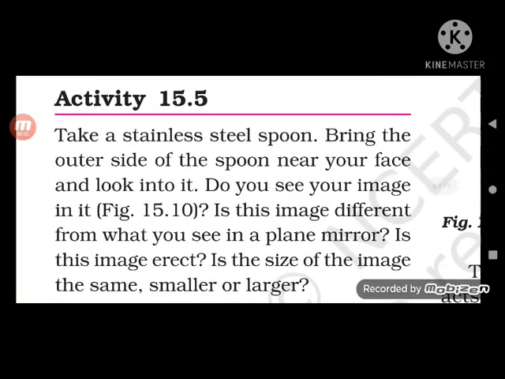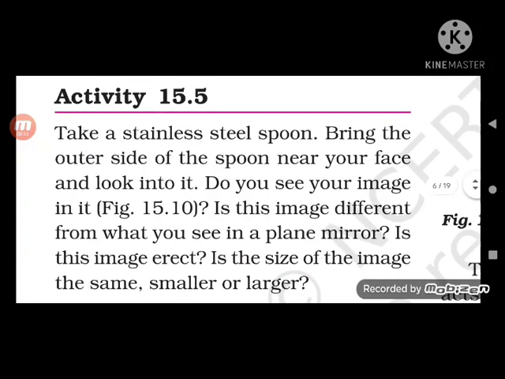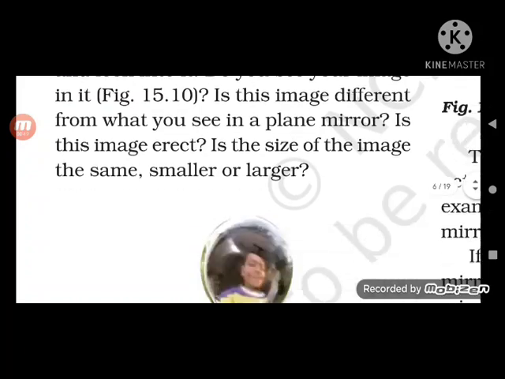Take a stainless steel spoon. Bring the outer side of the spoon near your face and look into it. So, do you see your image in it? Is this image different from what you see in a plane mirror? Is this image erect? Is the size of the image the same, smaller or larger? What happened?